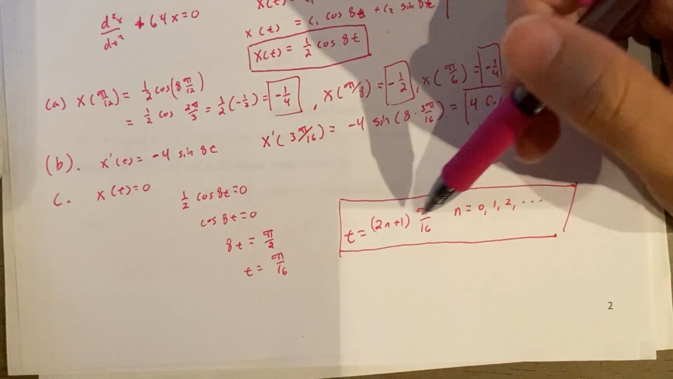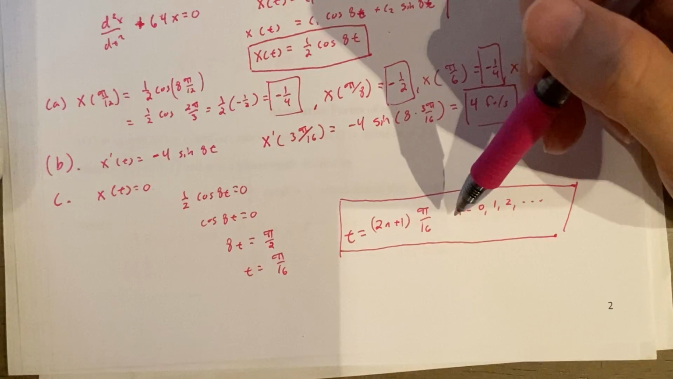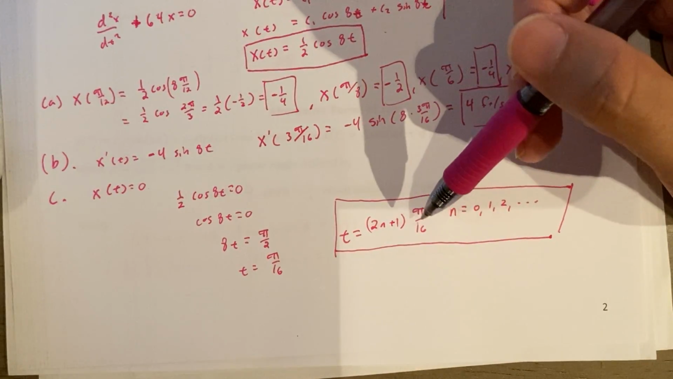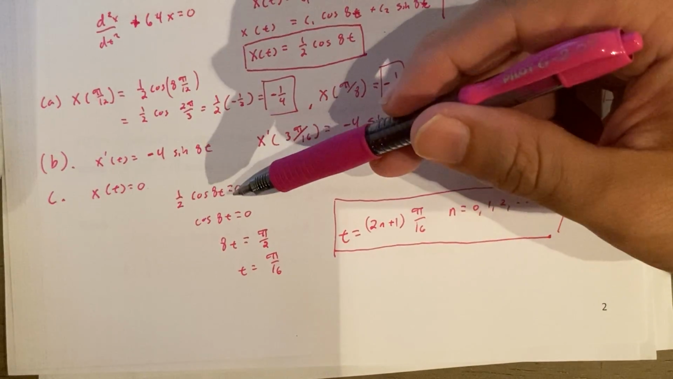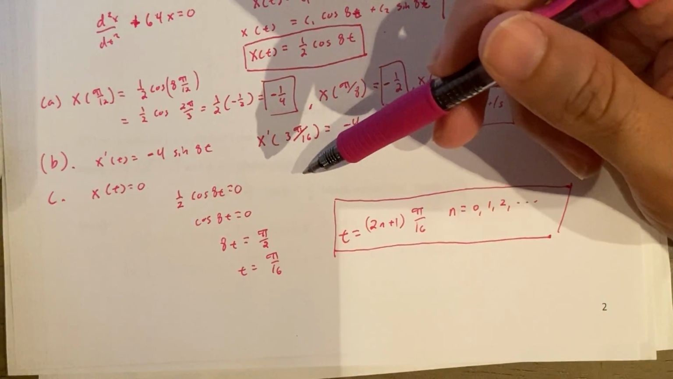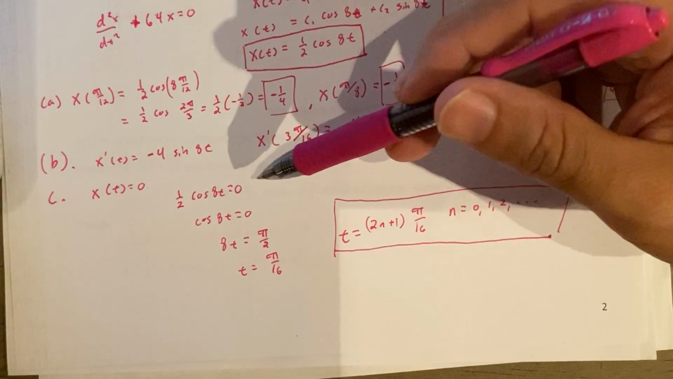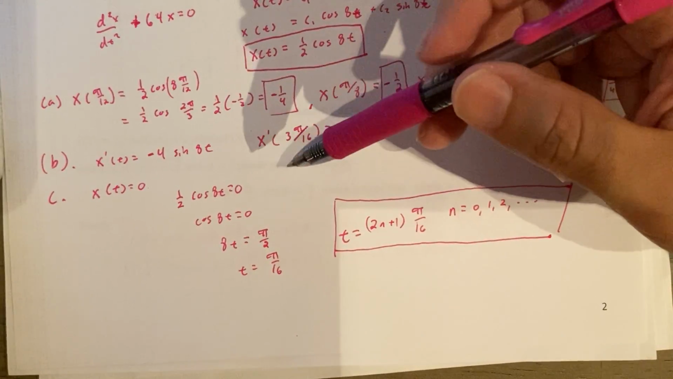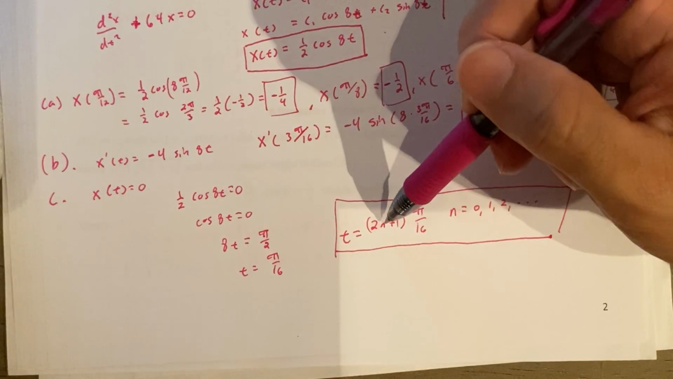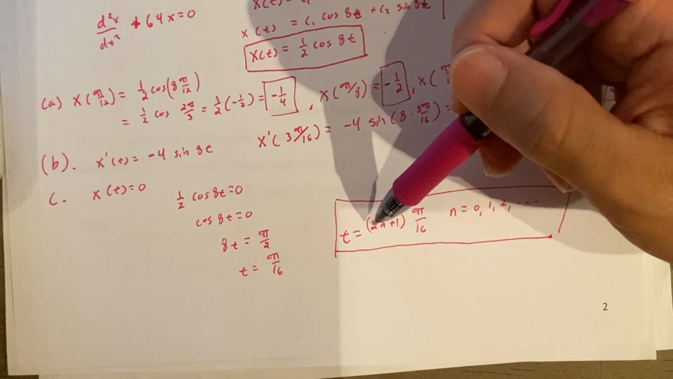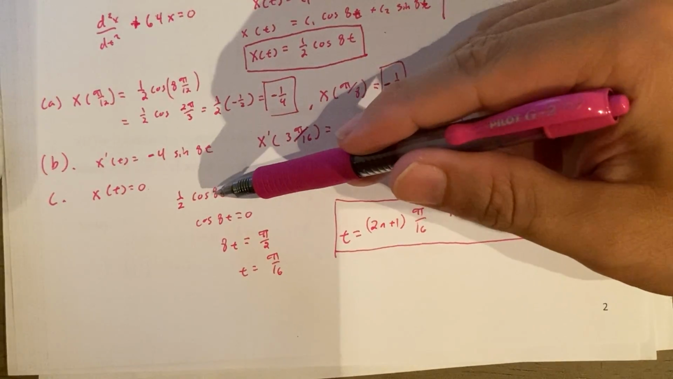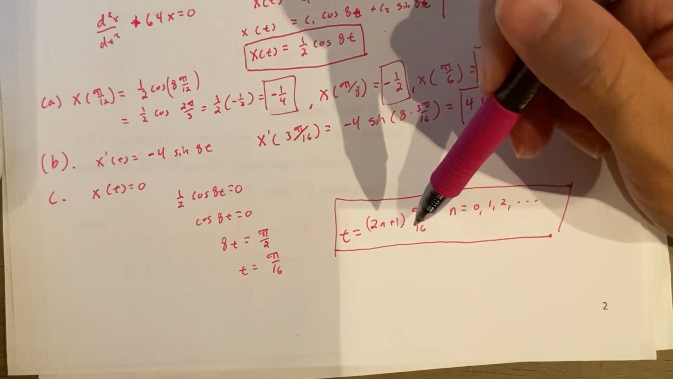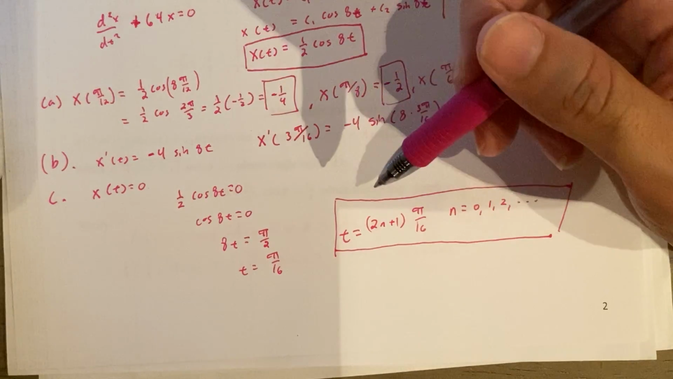So the first one, n equals 0, is just going to be pi over 16, which we found. The next one's going to be 2 plus 1, which is 3, so 3 pi over 16 would be the next time. We plug that in, and you see that we'll be back at 0 for cosine. The reason why it's 2n plus 1, the reason why the 2 is there, is because it was always going to be 8 divided by 16. And when you have 8 divided by 16, that's going to be 1/2, pi over 2.